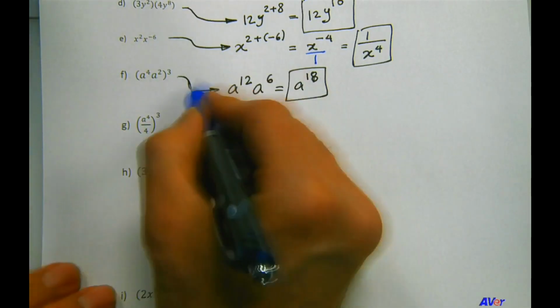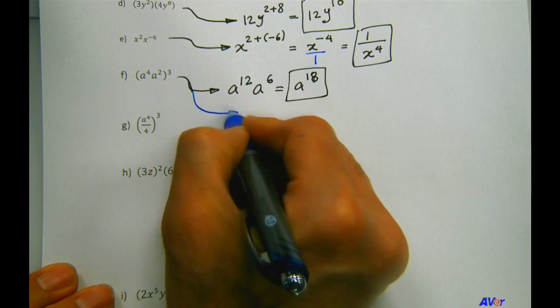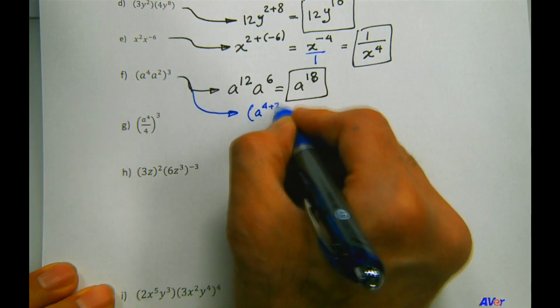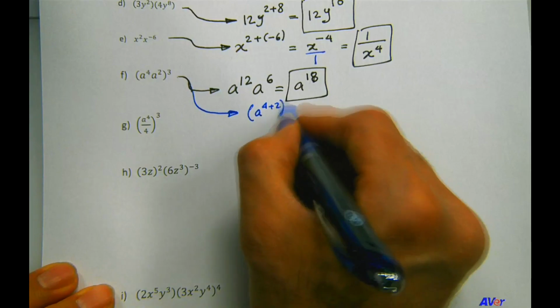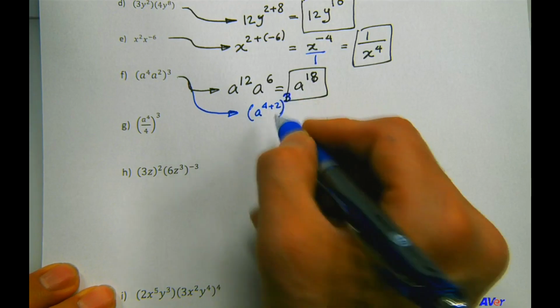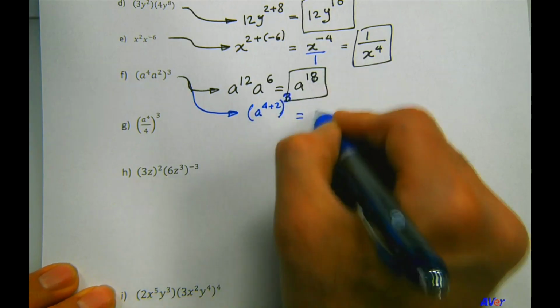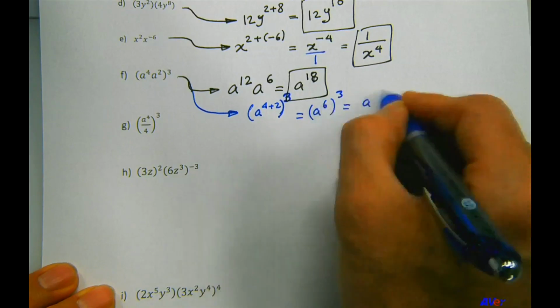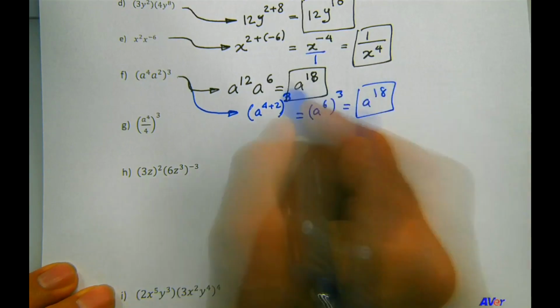You could show a second solution for this problem and say a to the 4 plus 2 power, cubed. So we have a to the 6th power cubed, and then multiply to get a to the 18th. The result is the same.